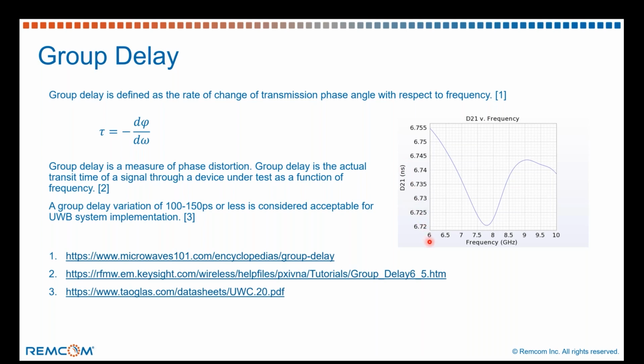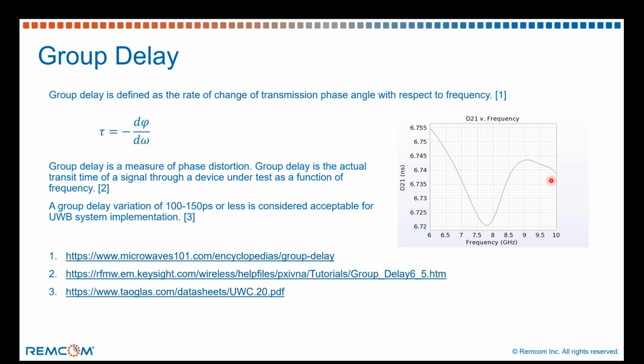If we think about the transit time of the signal through the device versus frequency, if we're sending a 6 gigahertz signal through the device, it's going to take roughly 6.755 nanoseconds to get from port 1 to port 2. If we increase frequency, up around 7 and 7.75 gigahertz, we can see that transit time decreases and the signal gets to the second port faster. A distortionless device would be a flat line the whole way across, because it takes the same amount of time for signals to travel, and therefore there's no distortion.